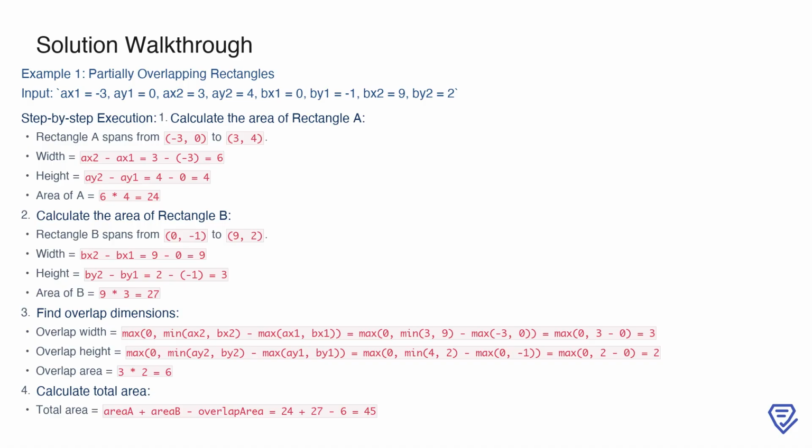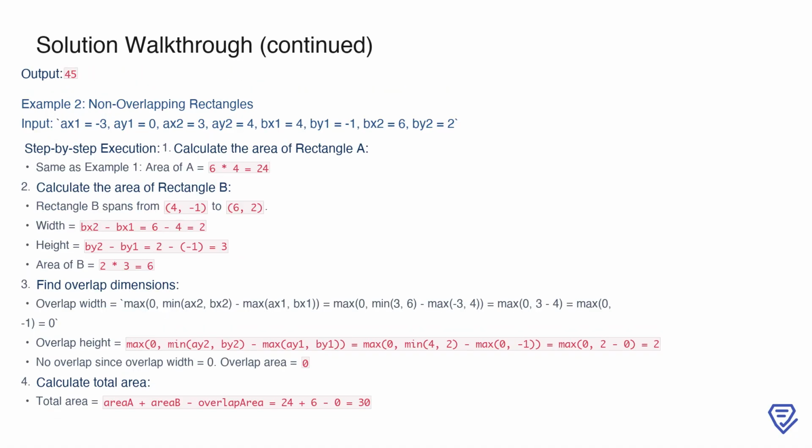Finally, the total combined area is the sum of the two rectangle areas minus the overlap area. Adding 24 and 27 gives 51, and subtracting the overlap area of 6, we get a total area of 45. In this example, the output is 45, which matches our calculated total area.